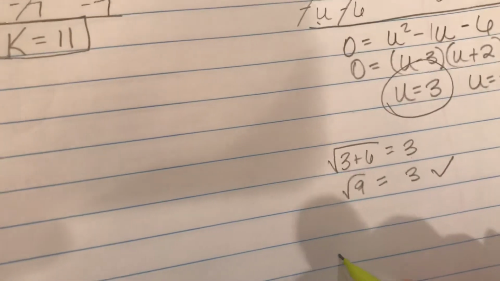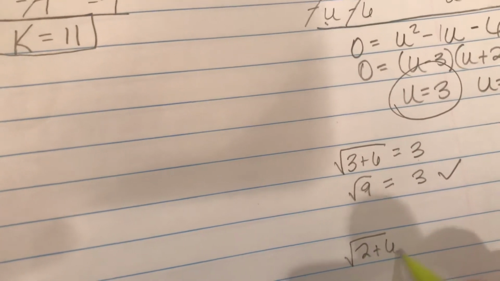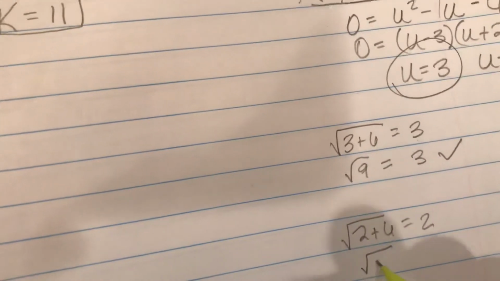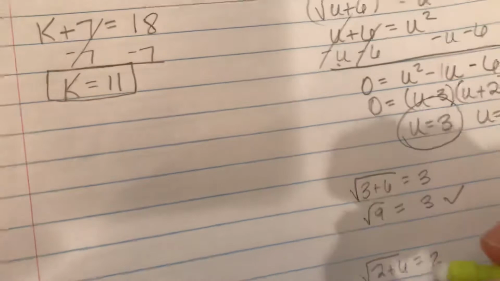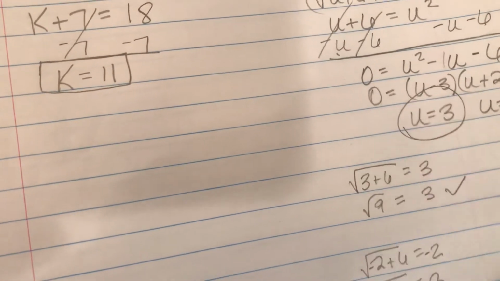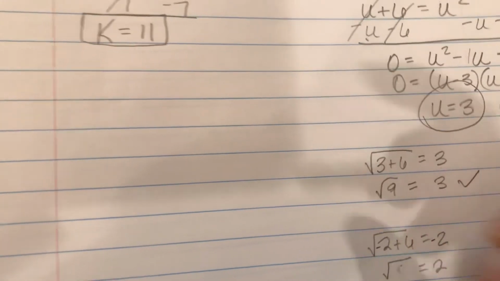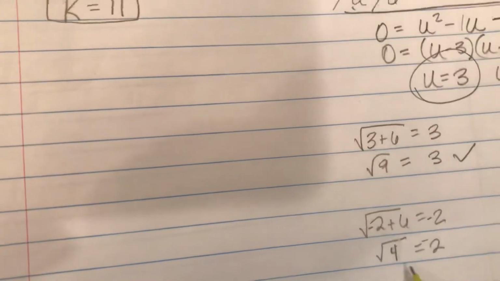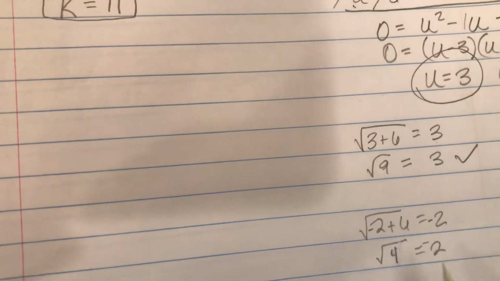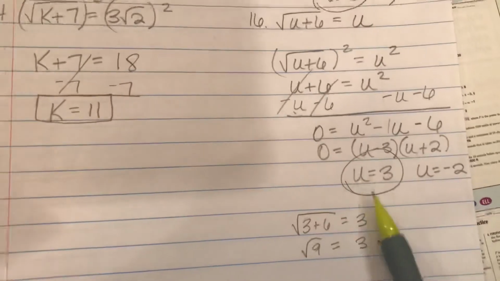Okay, let me check the 2. Square root of 2 plus 6 equals 2. Well, that's the square root of 8 equals 2, and obviously that's not right. Oh, I'm sorry, it was negative 2. My bad. The square root of negative 2 plus 6, okay, so that's the square root of 4 equals negative 2. Okay, but it still doesn't work because the square root is not supposed to equal a negative. So that did not work. All right, so the answer ended up being 3.